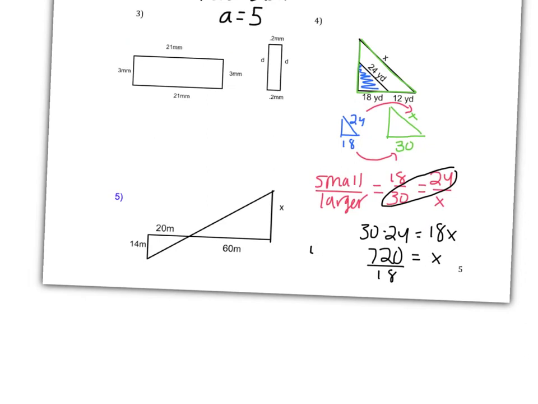And I always want to check to make sure that this answer makes sense. So, does 40 seem realistic? Yes, it does. And I could check it by saying 40 is to 30, so 4 over 3, as 24 is to 18. And that's true. 4/3 is the same as 24/18, so I know that my answer is correct.